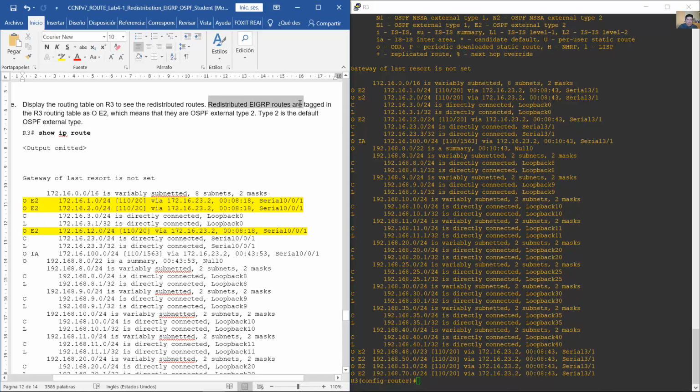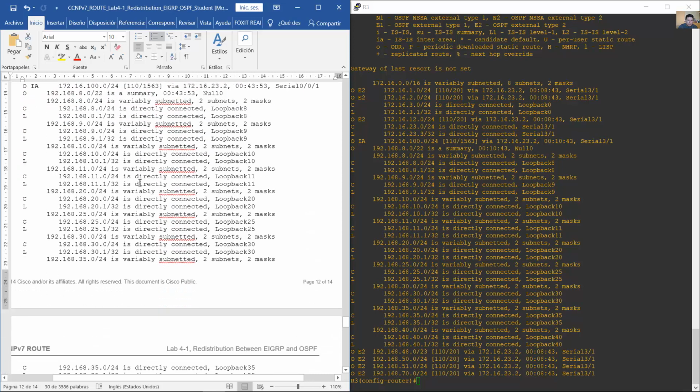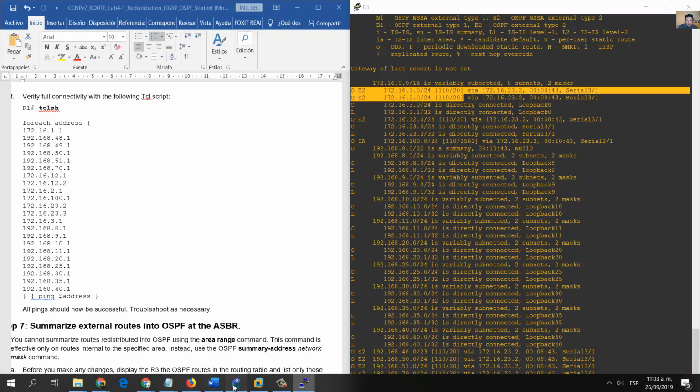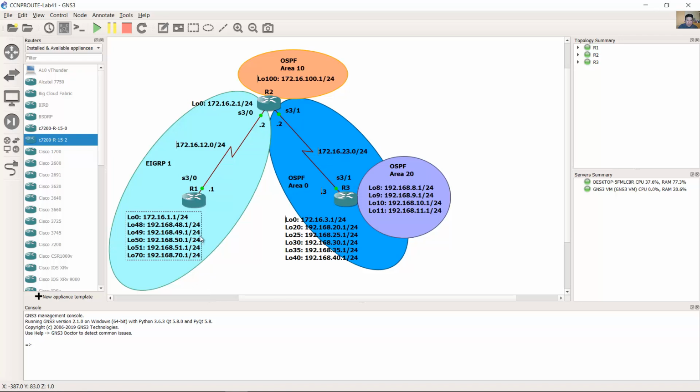Redistributed EIGRP routes are tagged in the R3 routing table as O E2, which means they are OSPF external type 2. Type 2 is the default OSPF external type. Okay, this is R3, OSPF external 2, 1.0 and 2.0. 1.0 is loopback 0 on R1 and 2.0 is loopback 0 on R2.